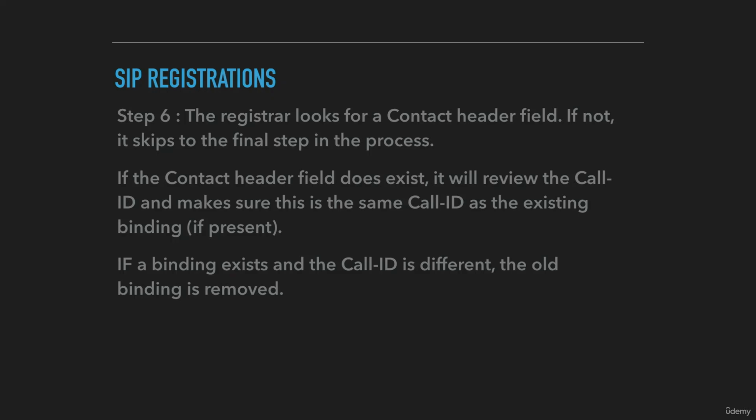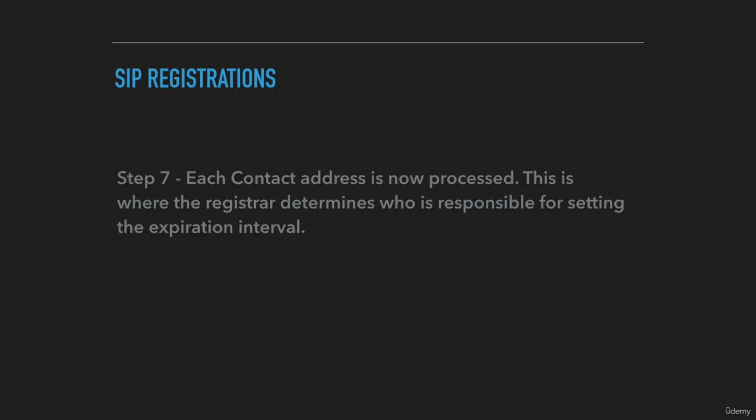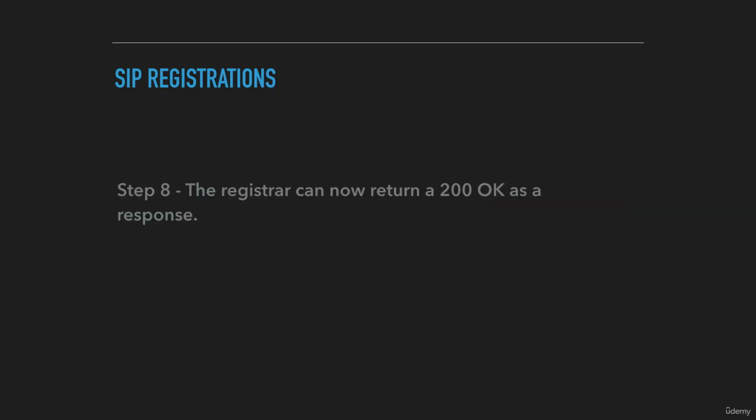And if a binding exists and the call ID is different, the old binding will be removed. Step 7, each contact address is now processed. This is where the registrar determines who is responsible for setting the expiration interval. Step 8, the registrar can now return a 200 OK as response, and that's it. That is the process a UAS that is acting as a registrar will take when it is processing that message.